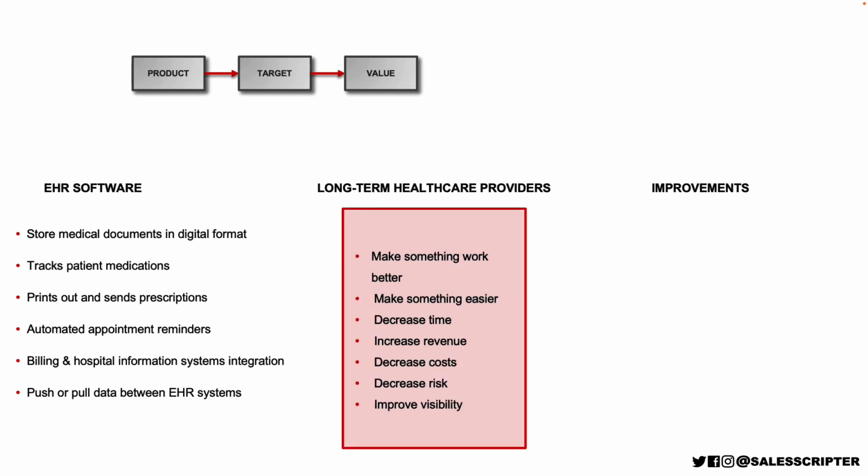So here's a trick. Here are 7 ways that just about most products and services help the clients that you're trying to sell to. What you sell can either make something work better, make something easier, decrease the amount of time it takes to do something, increase revenue, decrease costs, decrease risk, improve visibility.